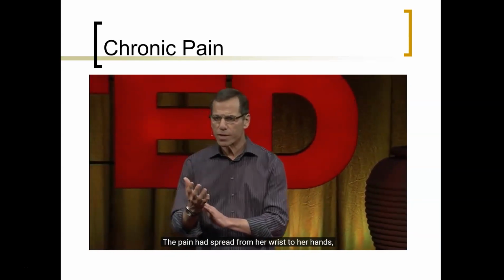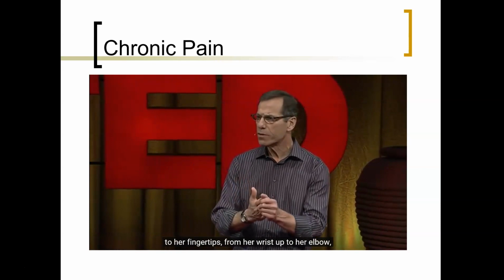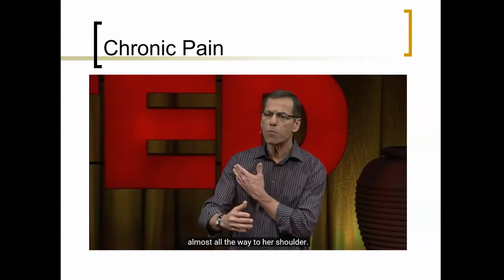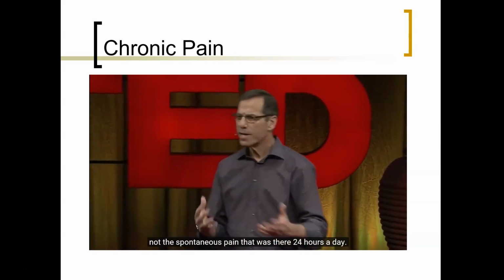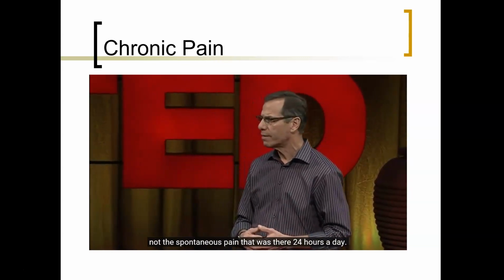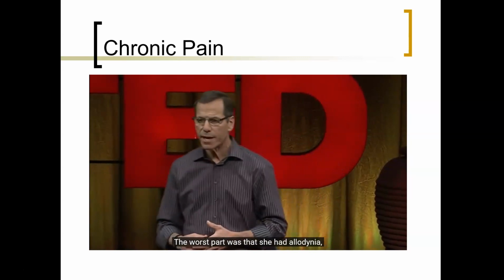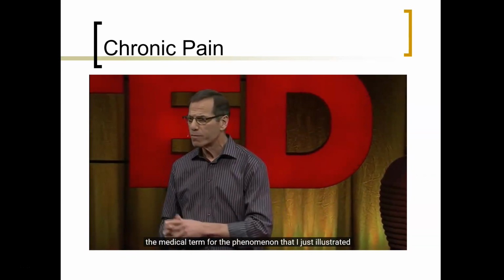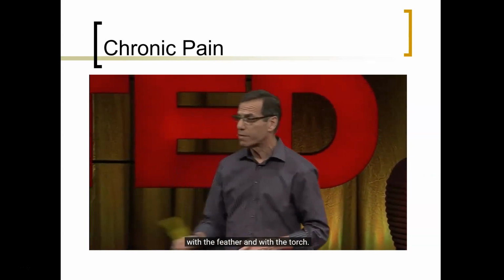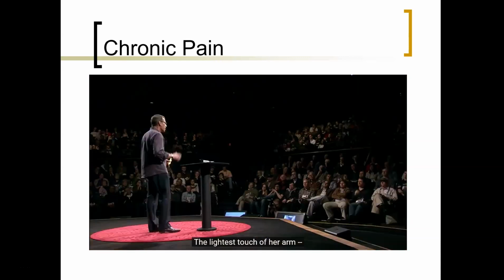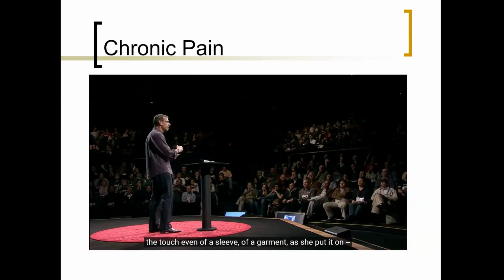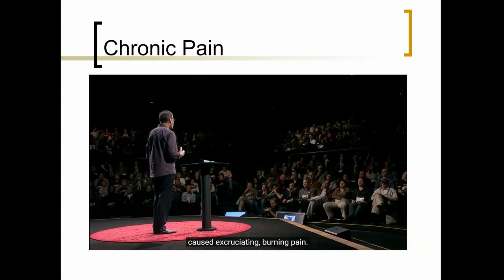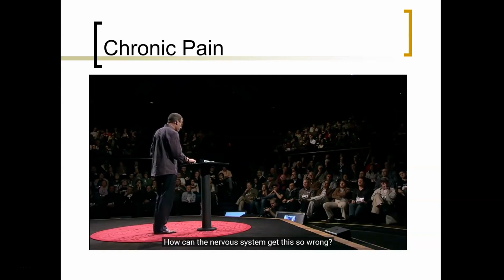The pain had spread from her wrist to her hands, to her fingertips, from her wrist up to her elbow, almost all the way to her shoulder. But the worst part was not the spontaneous pain that was there 24 hours a day. The worst part was that she had allodynia, the medical term for the phenomenon that I just illustrated with the feather and with the torch. The lightest touch of her arm, the touch of a hand, the touch even of a sleeve of a garment as she put it on, caused excruciating, burning pain.